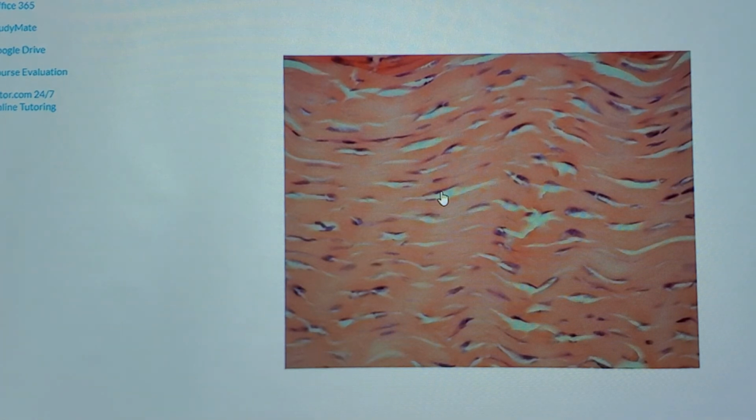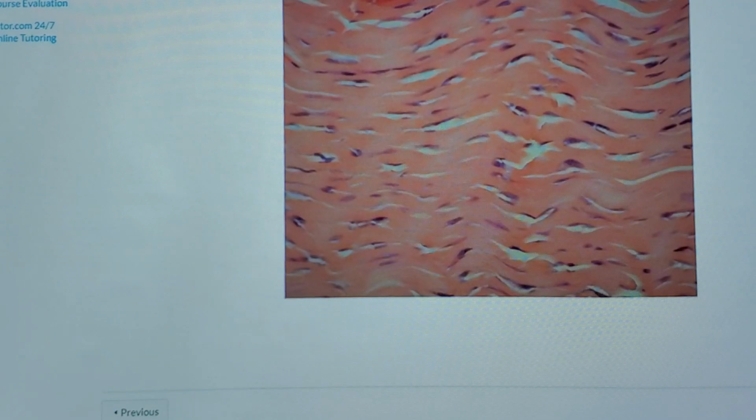So there's three questions I might ask. ID the tissue that you see on this slide. You would say dense connective tissue. ID the purple cells at the pointer, fibroblasts. ID the thick pink fibers running across this slide. Those would be collagen fibers. So those are your three connective tissue propers.